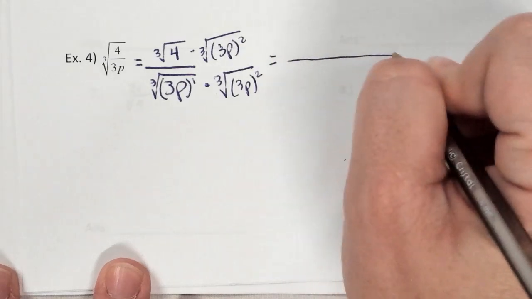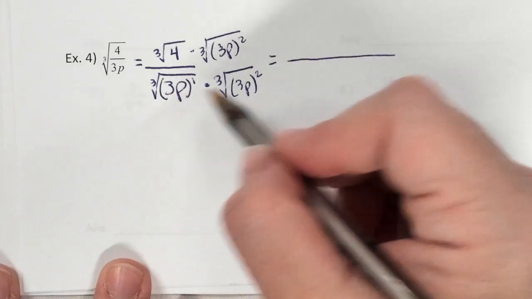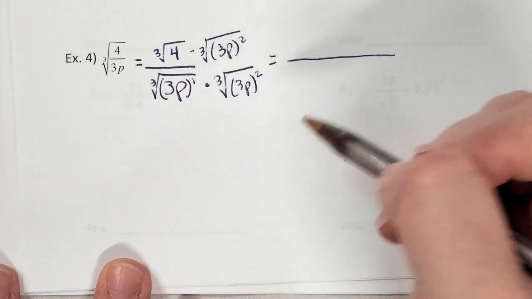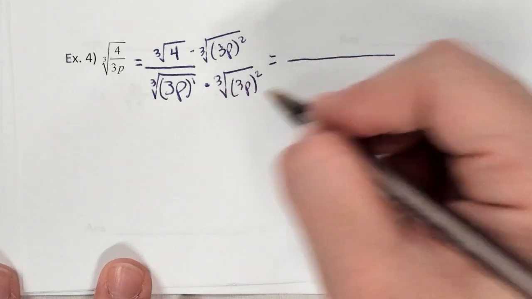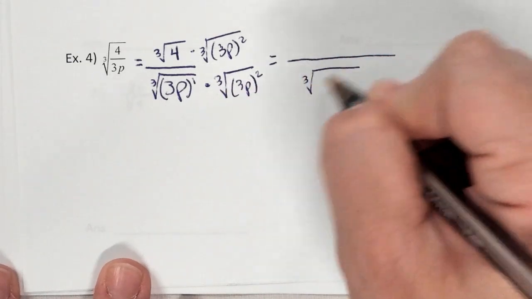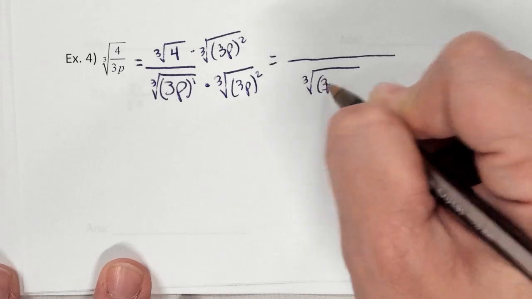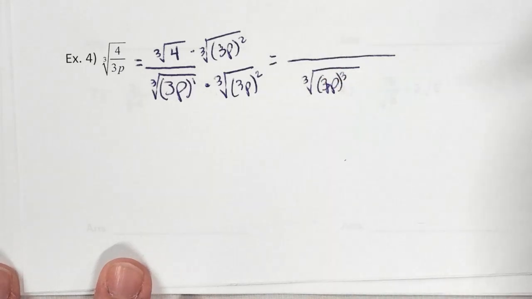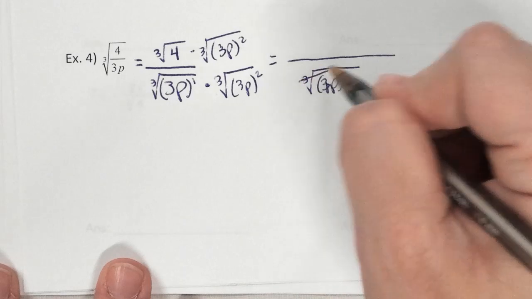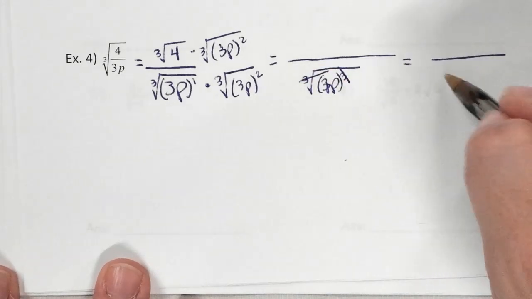I'm going to focus just on the bottom. So I have 3p to the first plus 3p to the second, or I'm adding the exponents, sorry, not multiplying those. And I get the cube root of 3p 3 times. Yes? And so the cube root cancels my cube, and I'm left with 3p.